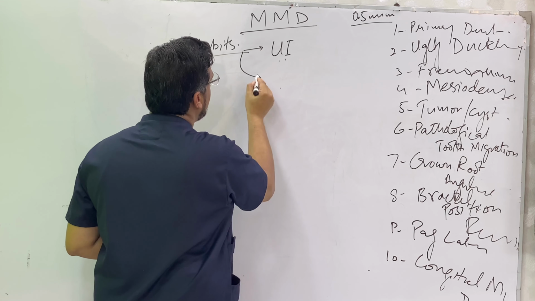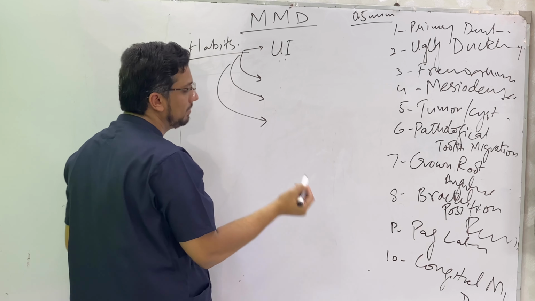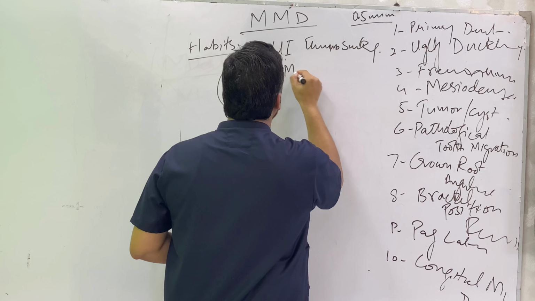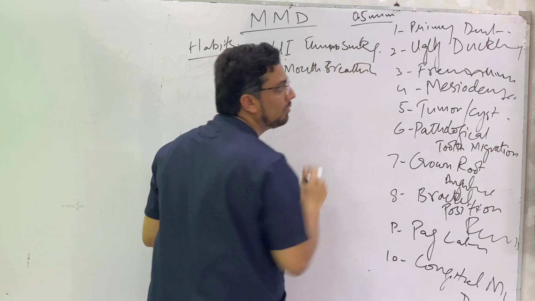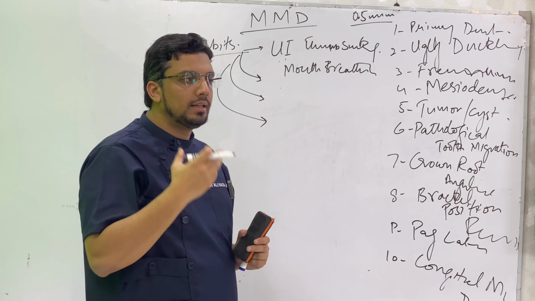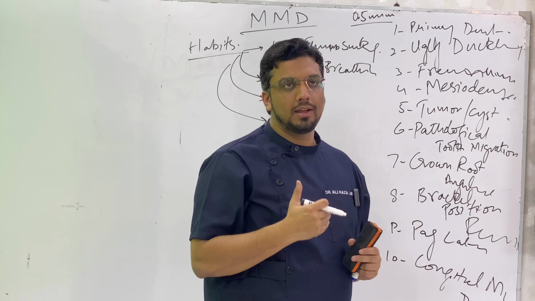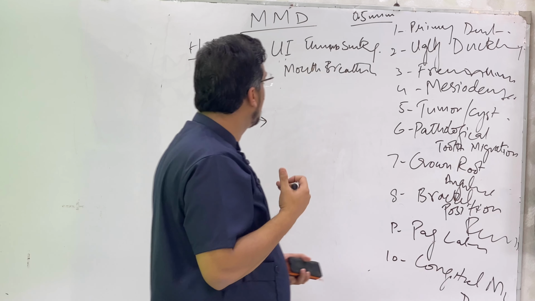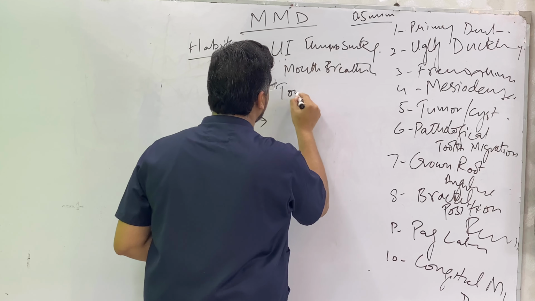Along with the thumb sucking habit, other habits also create a gap between the central incisors. Thumb sucking, mouth breathing, because in mouth breathing, the mouth will be open. When the mouth is open, the upper lip will not be resting upon the upper central incisors, and there will be a disbalance between the labial and the lingual forces, and the upper incisors will be allowed to flare. Thumb sucking, mouth breathing, tongue thrusting.